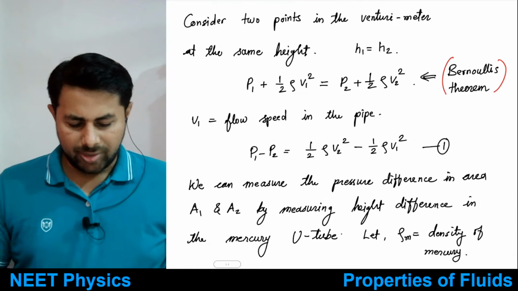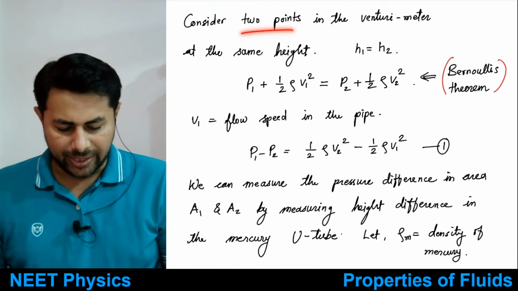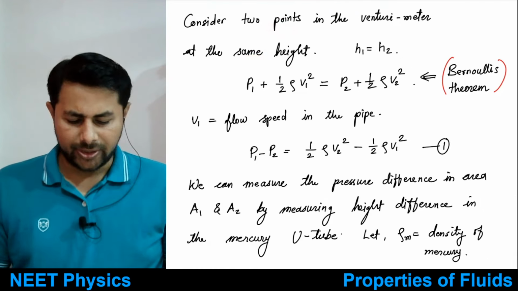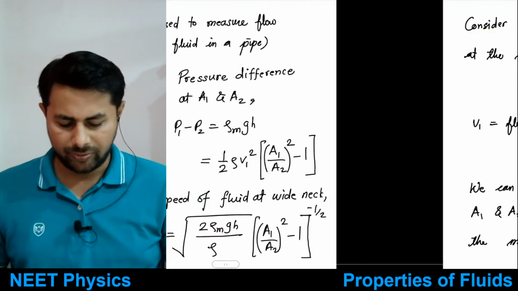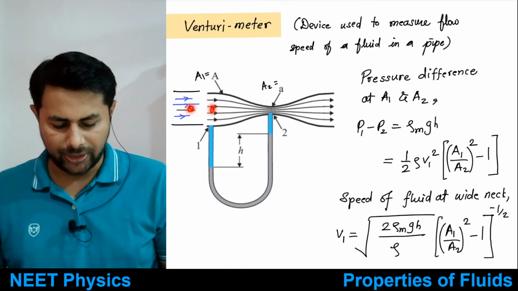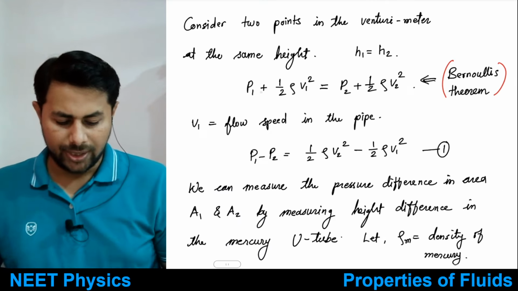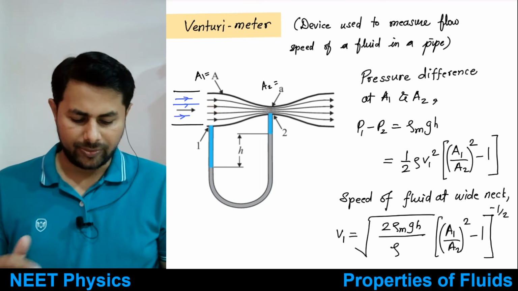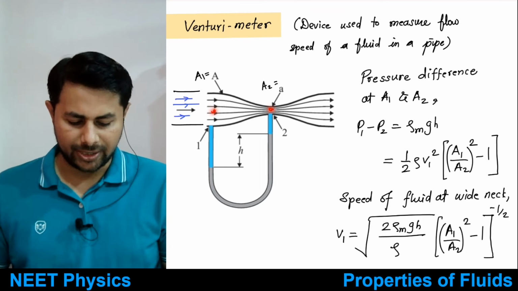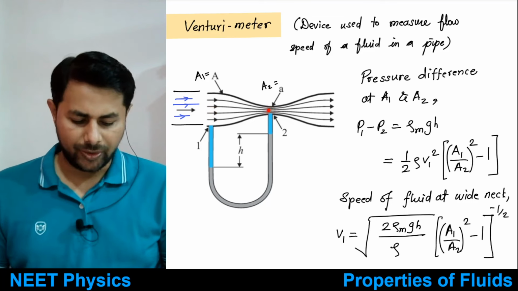All right, then if you want we can see the derivation of that, but I don't think it is important. But see, consider 2 points in the Venturi meter. Which 2 points? This point and this point. Pressure at this point plus kinetic energy per unit volume at this point would be equal to pressure at this point plus kinetic energy per unit volume at this point.